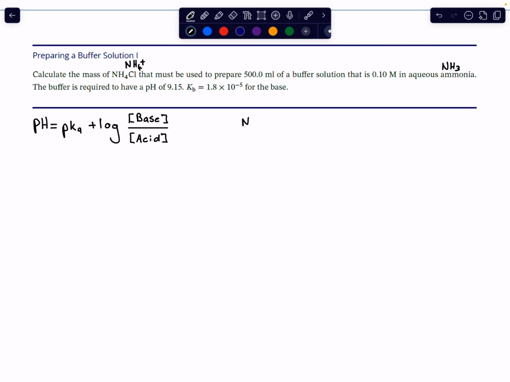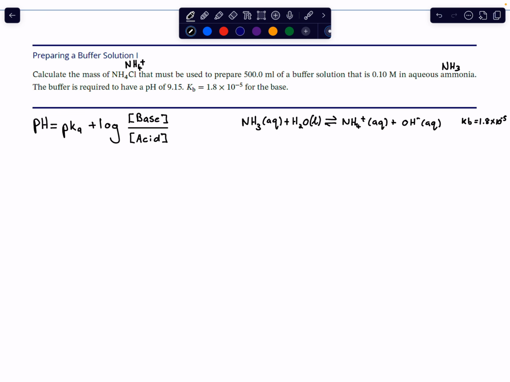So if we think of our equilibrium, that's NH3 aqueous plus water in equilibrium with NH4+ plus OH minus. Right, that's why the pH is above 7, because it's a basic equilibrium. And what we are given is a Kb value, right? 1.8 times 10 to the negative 5.